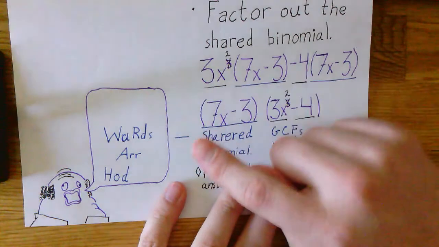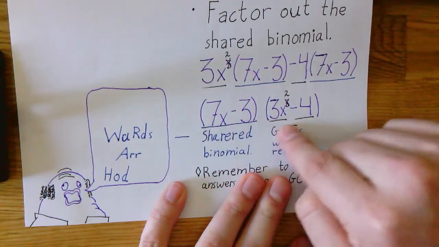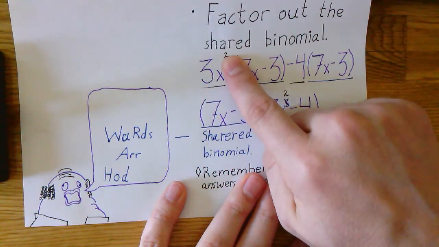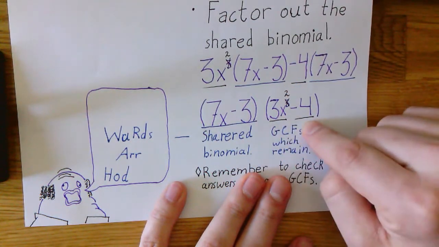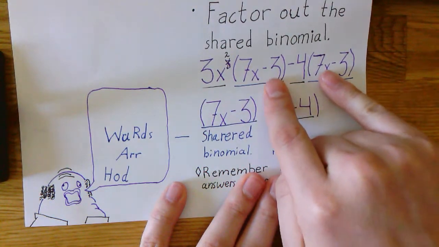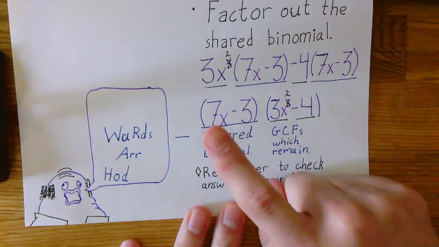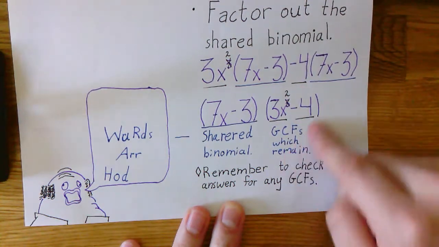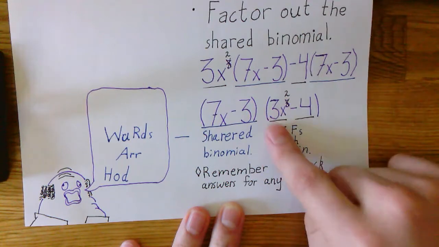Yeah. There's the shared binomial. It comes out in front. Then to get this thing, it's just the leftover stuff. It's the 3x squared and the negative 4. 3x squared minus 4. These are the GCFs that are left over once you remove the shared binomial. So this shared binomial times the binomial made of these leftover GCFs. These are your two binomials. This is your answer. You're donezo.